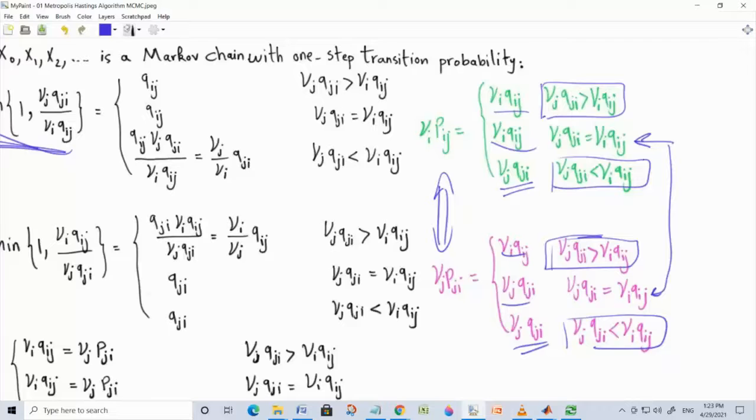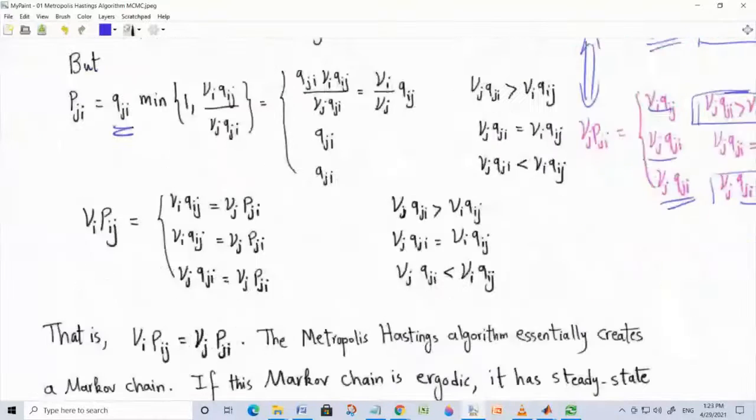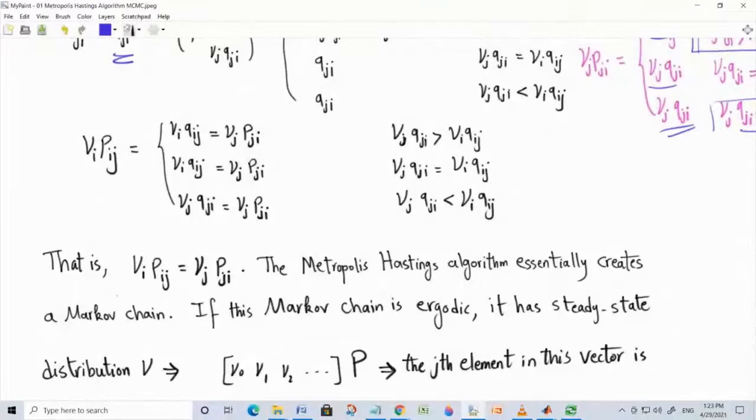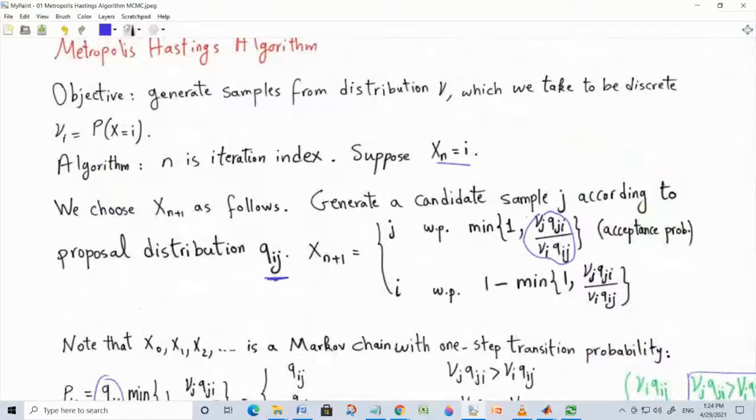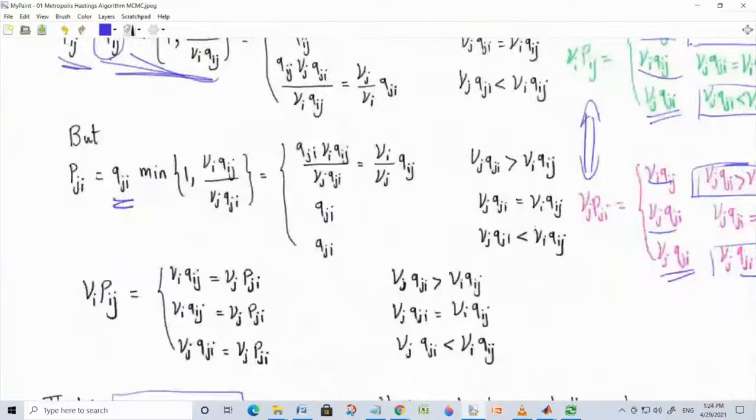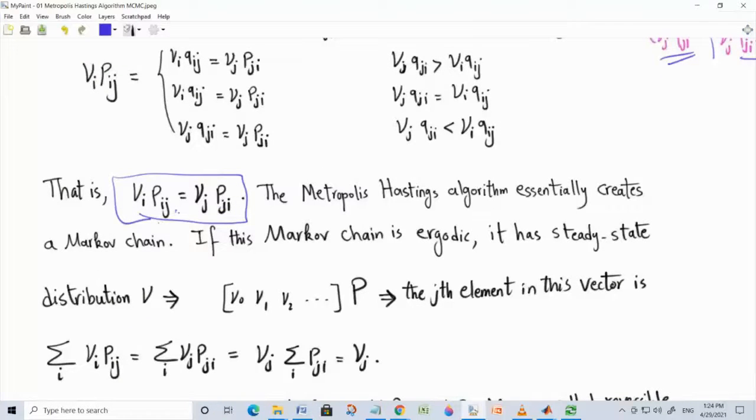This is for any generic i and j, and so we are talking about a very specific Markov chain. It's a Markov chain such that for every two states i and j, mu_i P_ij is equal to mu_j P_ji, and this is by design. If you wonder why we have this quantity here, well, it's designed such that you get this identity: for every i and j, mu_i P_ij is equal to mu_j P_ji.